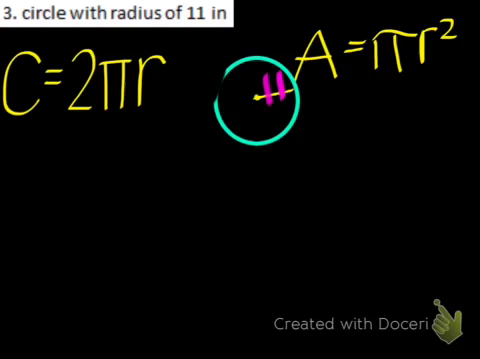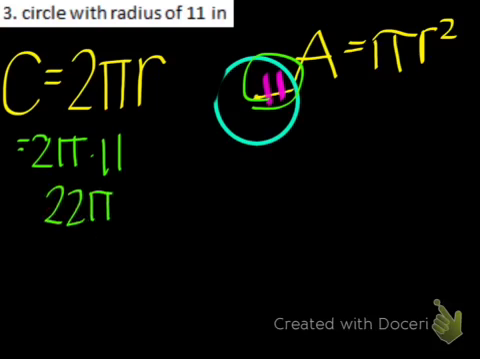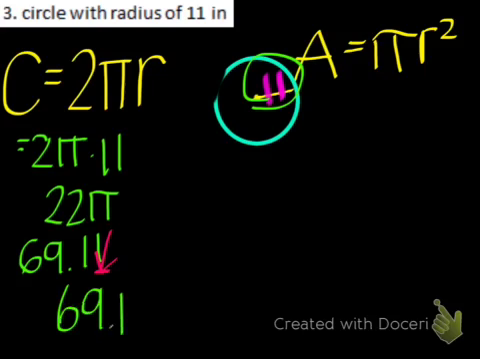Our next example is a radius of 11. It's nice because this is already giving us our radius of 11. So our circumference equals 2 times pi times radius, which is 11. 11 times 2 is 22 pi. Putting that in a calculator, I get 69.11. So we're going to round. We're less than 5, so we're going to keep it at 69.1. And this is also in inches.